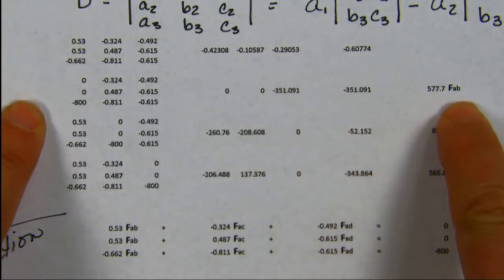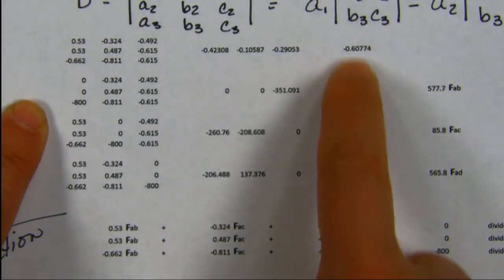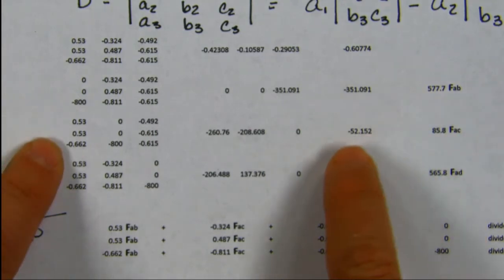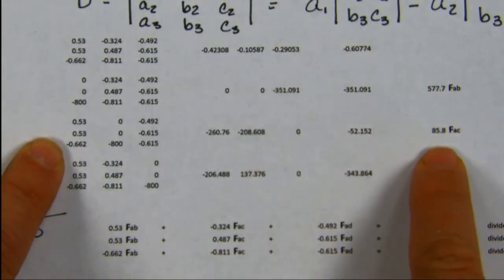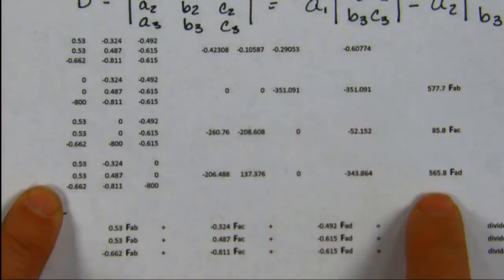Here's the solution for FAB, which gives me, that's my determinant divided by that one gives me that one. This one divided by that one gives me that one. This one divided by that one gives me that one.